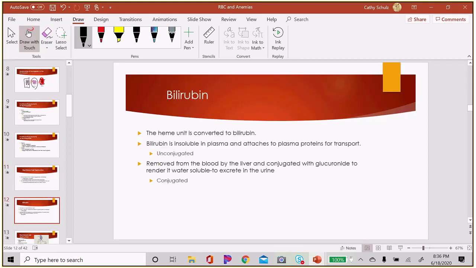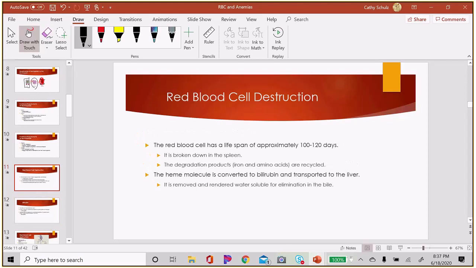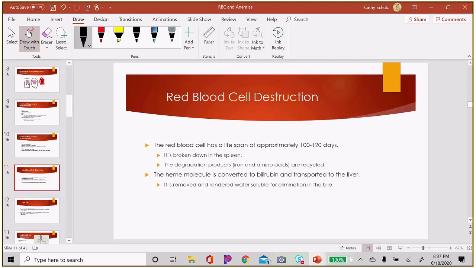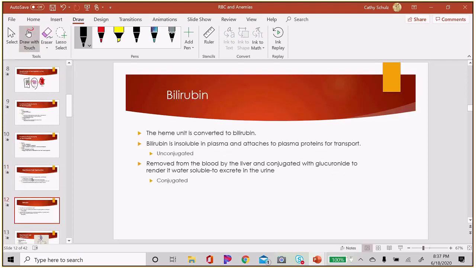So if we break down the alpha and beta globulins, that's just protein. We can use protein to remake the alpha and beta parts again, or we can use amino acids for all kinds of things. So that part is easy. The heme unit that was made of iron and porphyrin gets further converted into bilirubin. The heme unit can become iron, and the other part of it is the bilirubin.